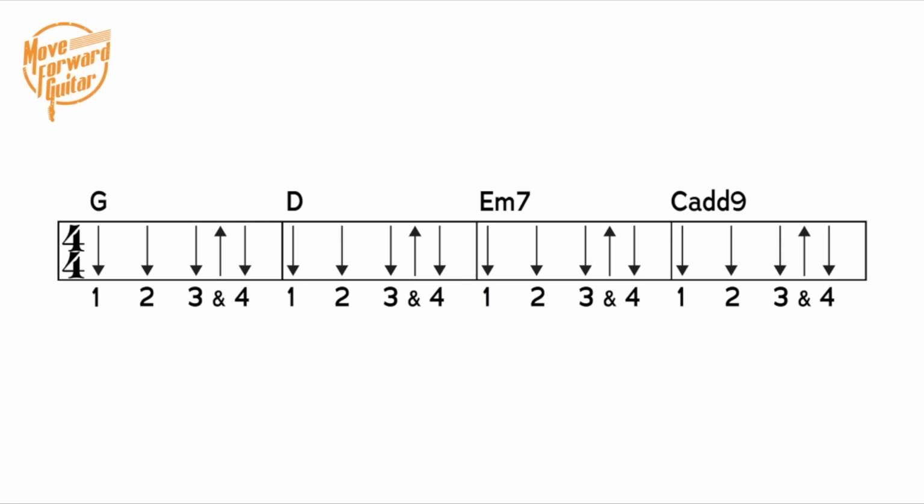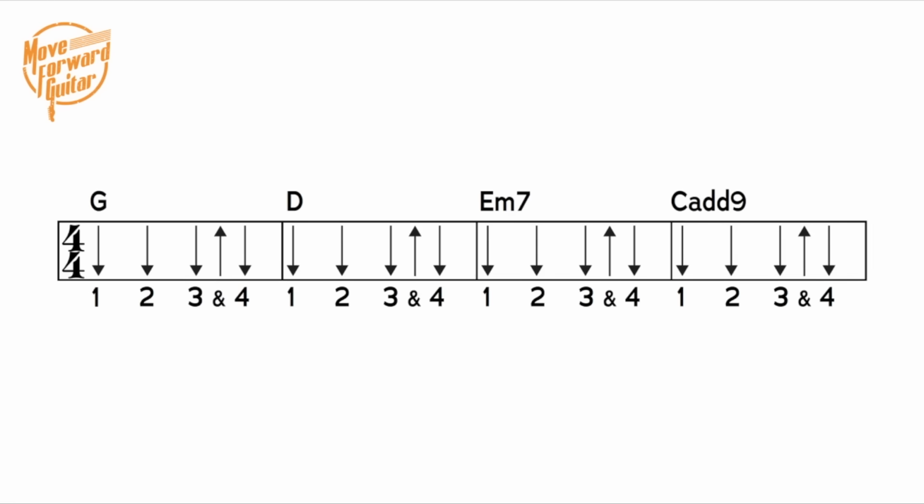So now we can just take those examples and play them to the chord progression. So here's the first example again, the first strumming pattern example that we used over the E minor chord, but now we're just going to play it over the G, D, E minor 7, C add 9. So again, it's just one strumming pattern per chord, and then you repeat over and over.